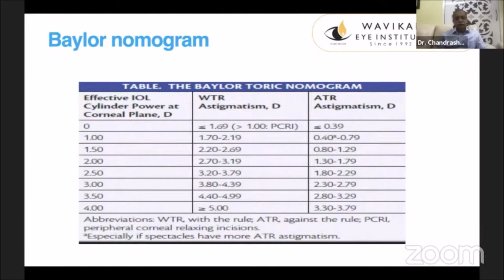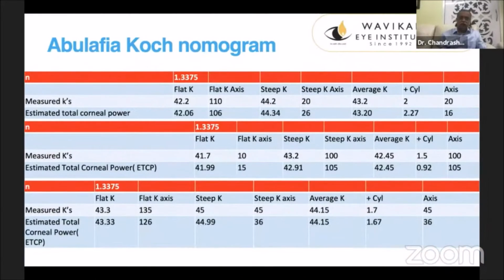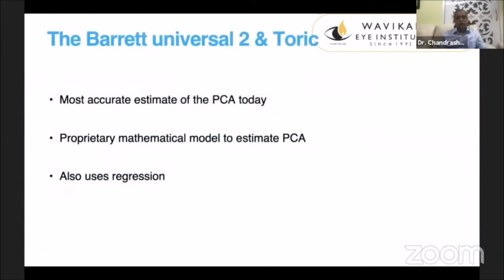So the first step in correcting was the Baylor nomogram, where he subtracted a fixed value from the WTR anterior and added a fixed value to the anterior ATR astigmatism to correct this. However, Abulafia came with a better nomogram where they extrapolated the corneal power on the X and Y meridians and for different classes of patients, depending upon what type of astigmatism the anterior cornea has. And then came Barrett. We are all aware how accurate it has been, and it has changed the world. Our accuracy in getting toric patients bang on target has gone up to 80%.